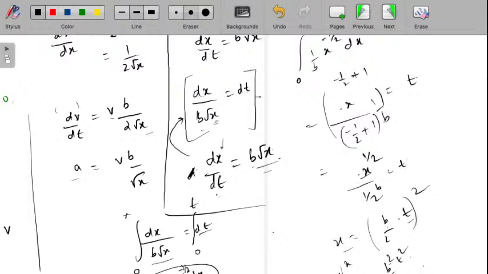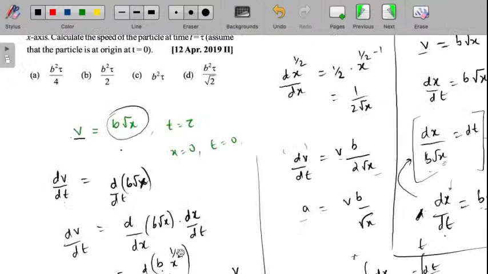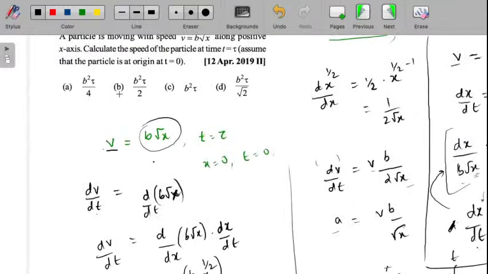That's my v. Now when I substitute t equals tau, I have v equals b square by 2 into tau. This is my answer. So my option should be 2, b square by 2 into tau.